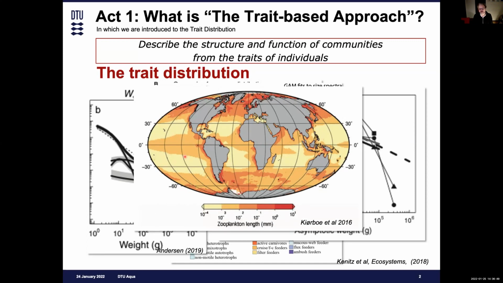Here's another attempt by Philip Brun, a former PhD student at the center. He looked at zooplankton and the average length across the global ocean. This is actually not a bona fide trait distribution as such, because he's not looking at the biomass here. He's just looking at the average length of species in different places around the Earth. Ideally, you would like to go to the next step and get the biomasses, but it's typically hard to get both. So sometimes you're just going half the step towards the trait distribution.